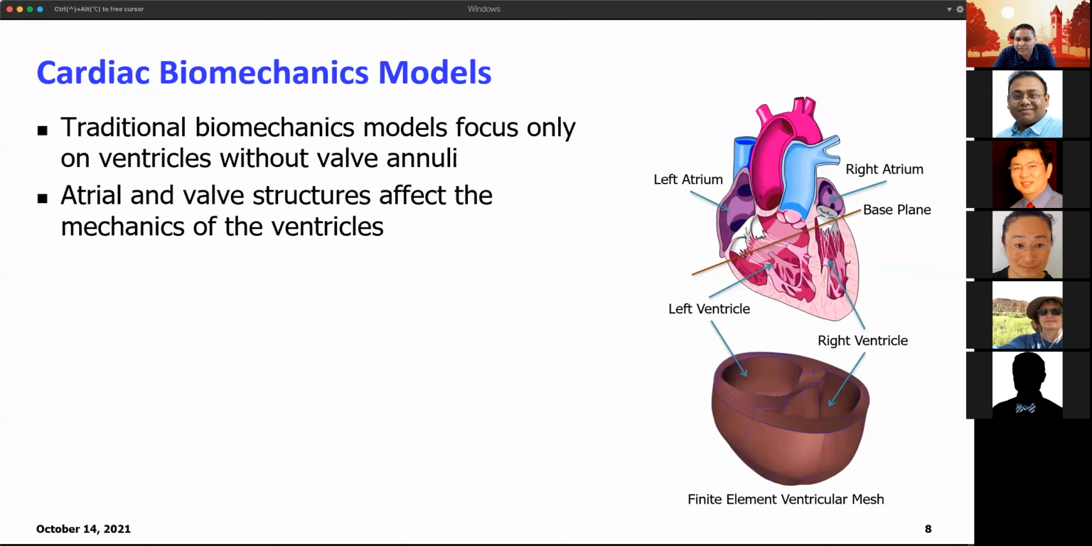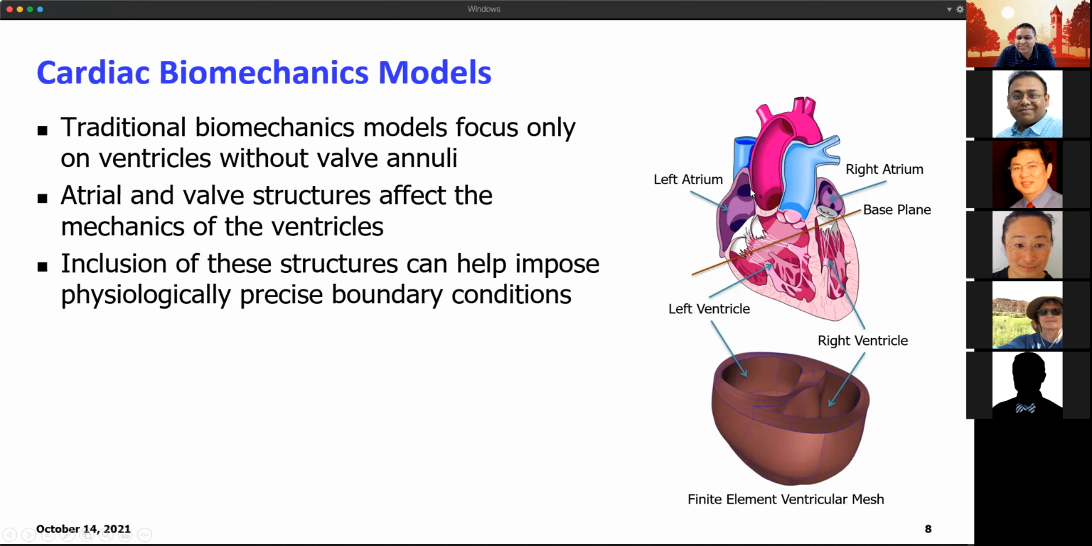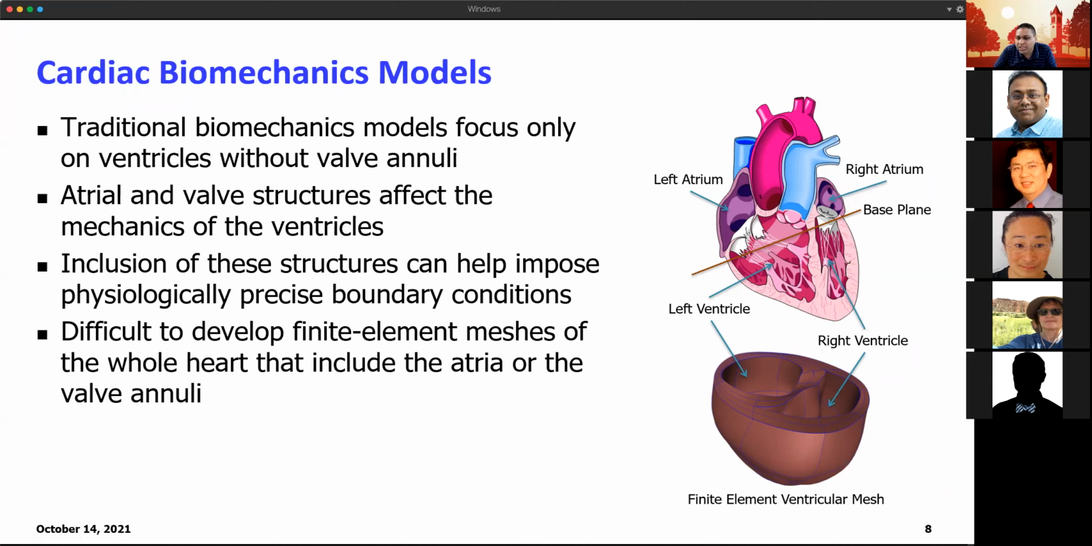But the disadvantage of this is that you ignore the atria and the big blood vessels. And this can lead to sort of artificial movement of the ventricles themselves. So what we wanted to do was to develop a complete four-chamber heart model, which has all four chambers. These are the left ventricle and the right ventricle, and then the left atrium and the right atrium, and also include the major blood vessels, which are the aorta and the pulmonary artery.